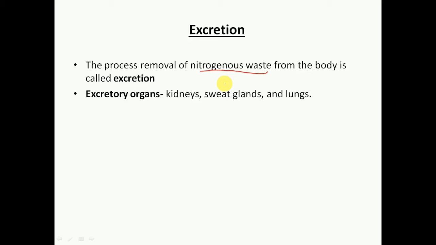Now what are the excretory organs? The main excretory organ which is present in our body is the kidney. It is the most important excretory organ, and the others that are present are the sweat glands for the removal of sweat, and the lungs. Okay. Now one thing that you need to remember is that excretion cannot be confused with defecation.